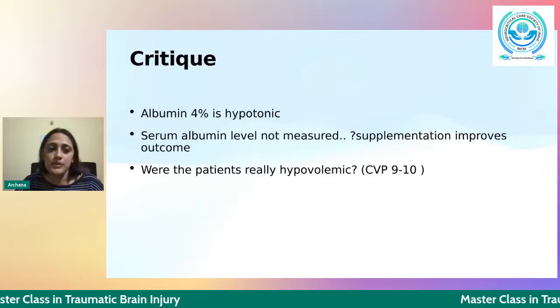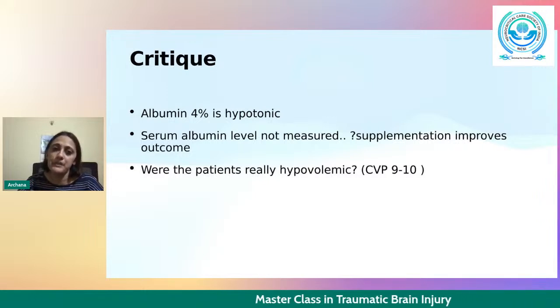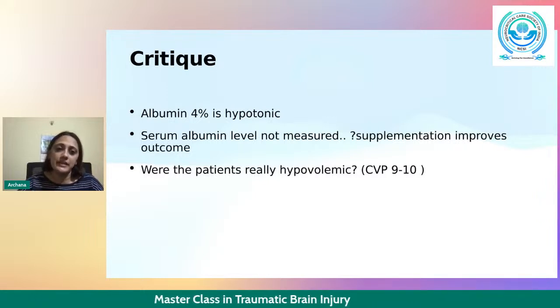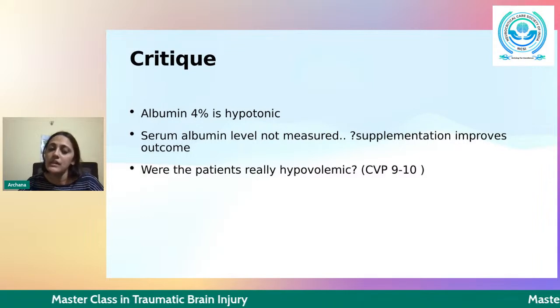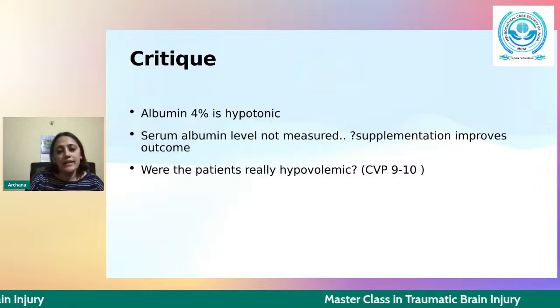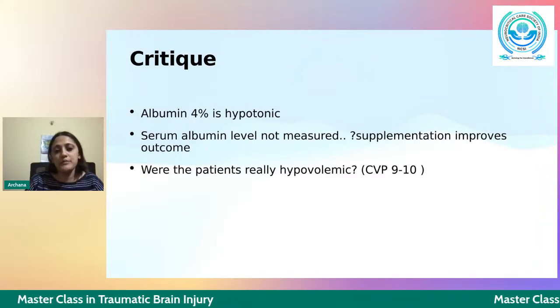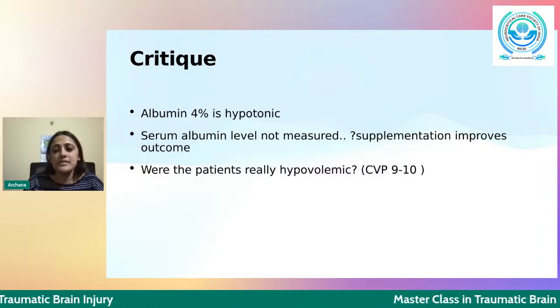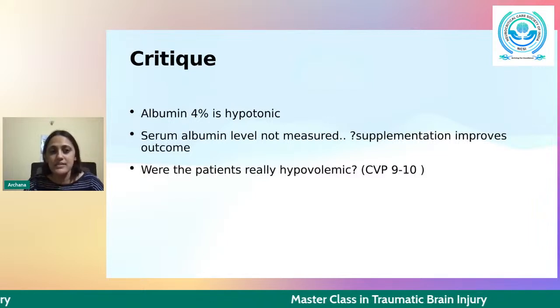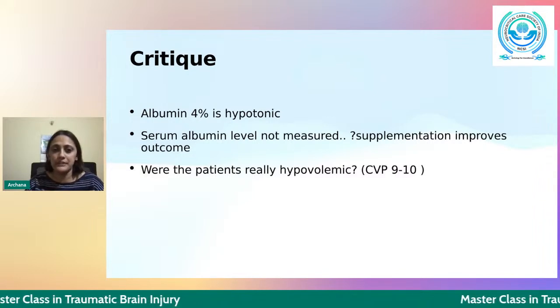Now, this study was critically studied by various people, and the shortcomings of this study, which they said, was that the albumin which was used was 4%, which was hypertonic, and it is well known that hypertonic fluids can cause brain injury by increase in cerebral edema. Hence, this study cannot really tell us whether albumin and normal saline can be used as fluid resuscitation or not.